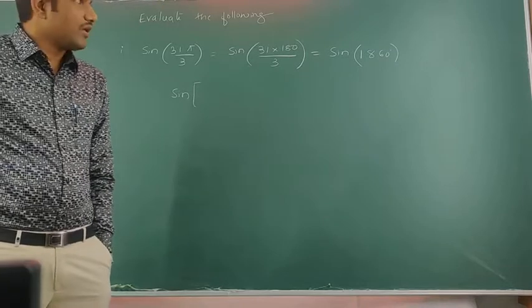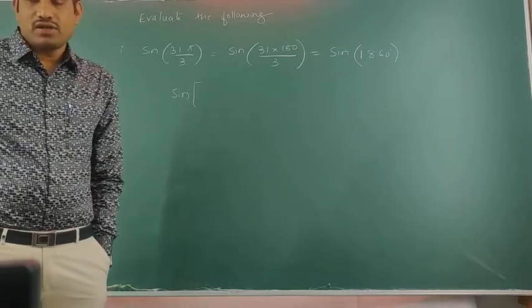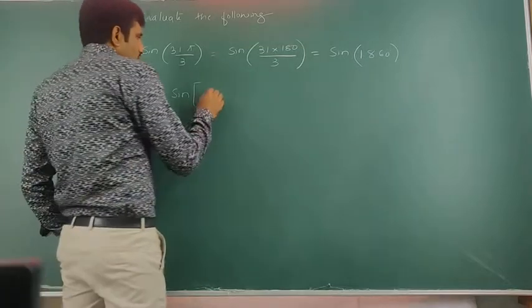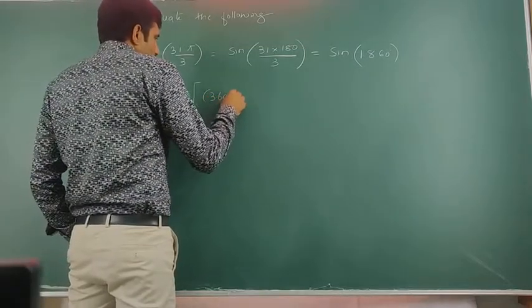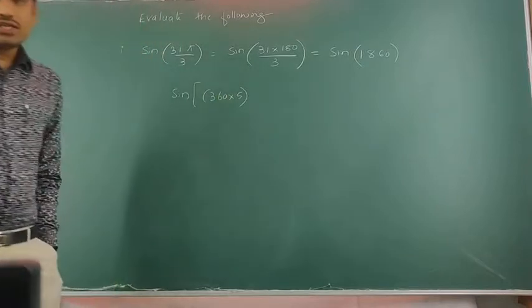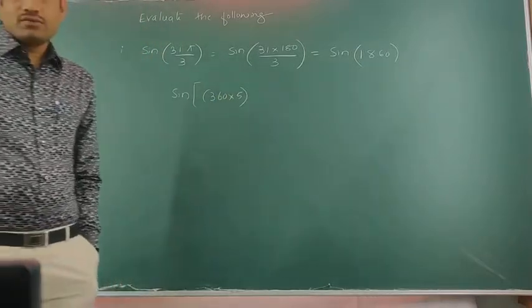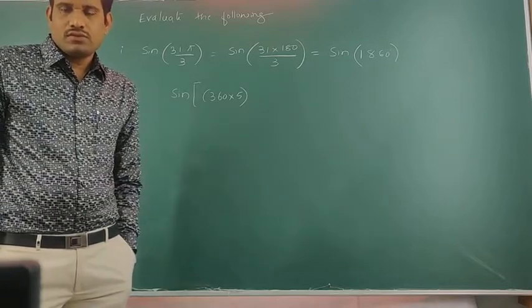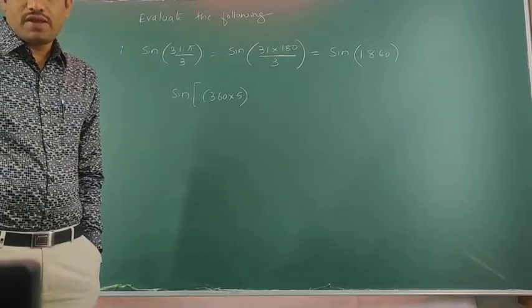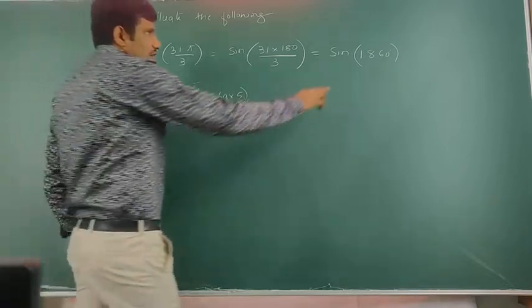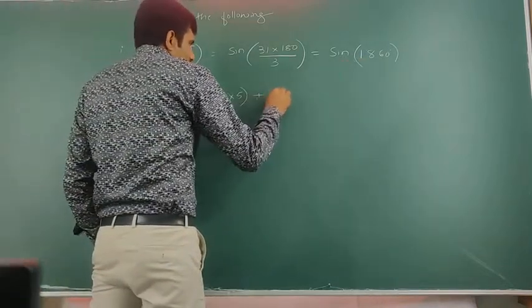Tell me, when you divide 1860 by 360, what is the answer? 5.16. 5.16 means that is 360 into 5. Right, so what is 360 into 5? 1800. So here we have 1860, so we have to write it as plus 60.